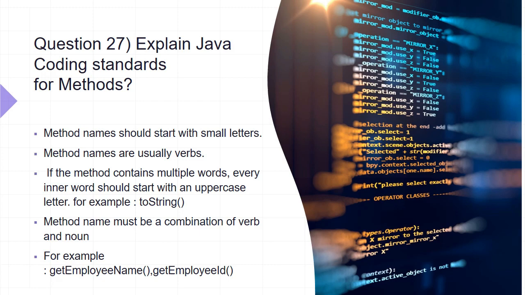Question 27. Explain Java coding standards for methods. 1. Method names should start with a small letter. 2. Method names are usually verbs. 3. If the method contains multiple words, every inner word should start with an uppercase letter, for example the toString method. 4. Method names should be a combination of verb and noun, for example getEmployeeName, getEmployee.